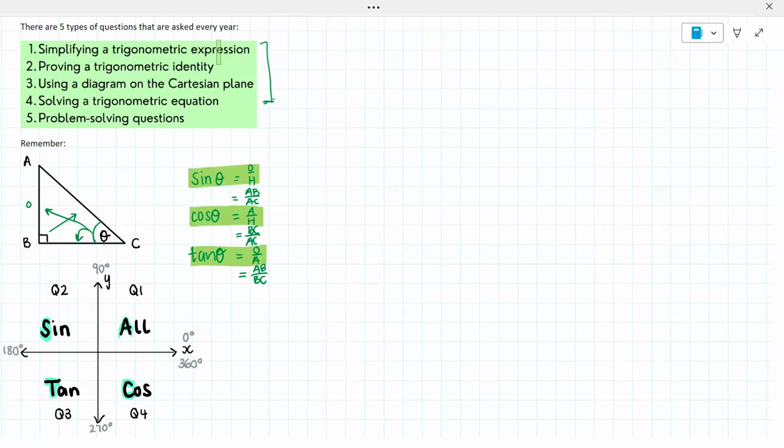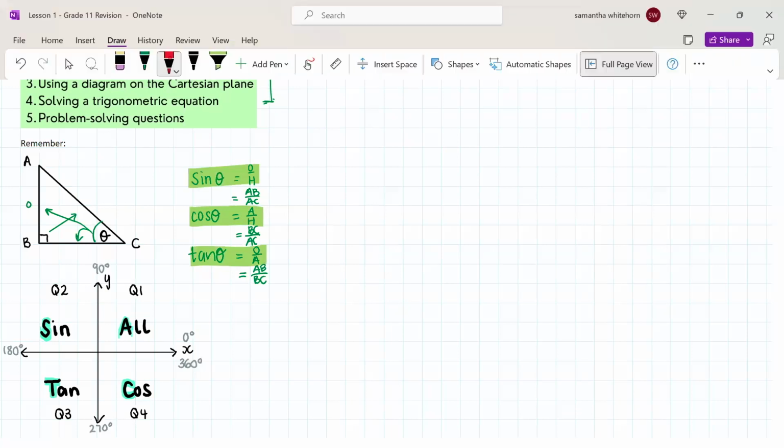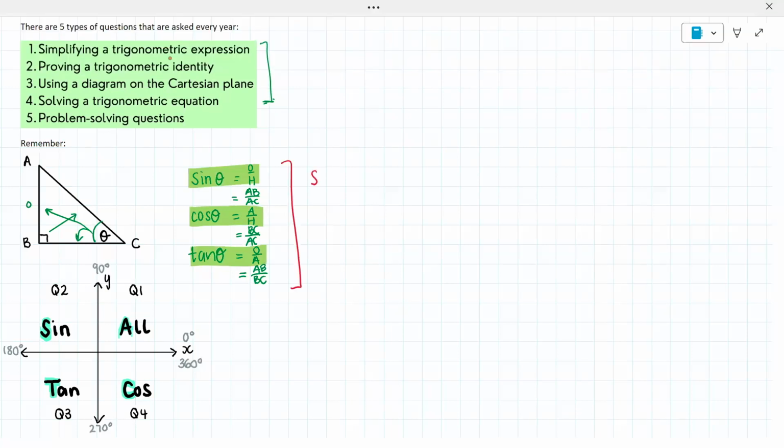Now, I remember these trig ratios with SOHCAHTOA. I don't know how many of you learned it like that. There's SOHCAHTOA. Sine is opposite over hypotenuse. Cos is adjacent over hypotenuse. Tan is opposite over adjacent. So that's how I remember my trig ratios. If you have another way to do it, obviously, that's absolutely fine as long as you remember them. I don't really care.